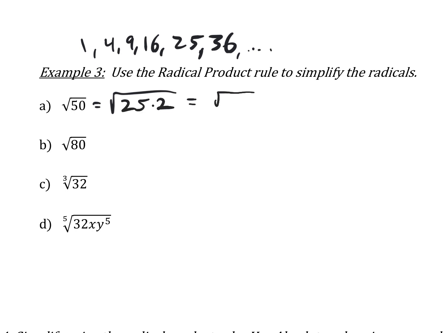And the radical product rule says we can go ahead and break that into 2 square roots. Do we know the square root of 25? We sure do. That's 5. Do we know the square root of 2? Nope. So we'll leave that as a square root of 2. So 5 square root of 2 is the simplified version of the square root of 50.